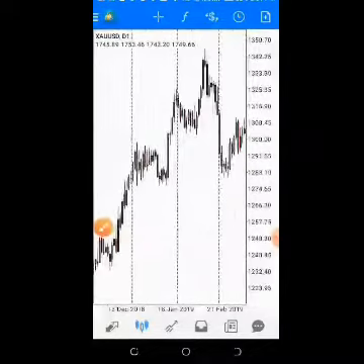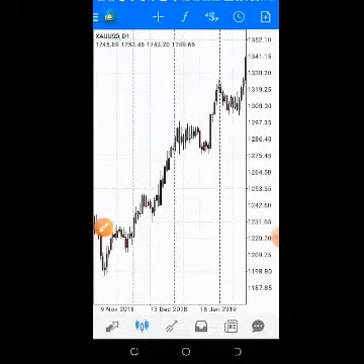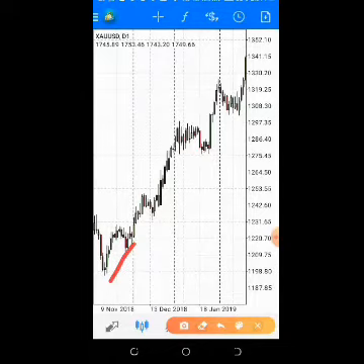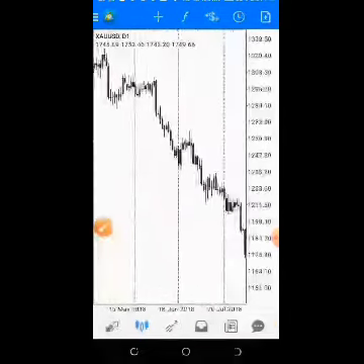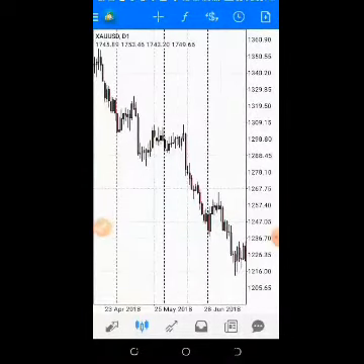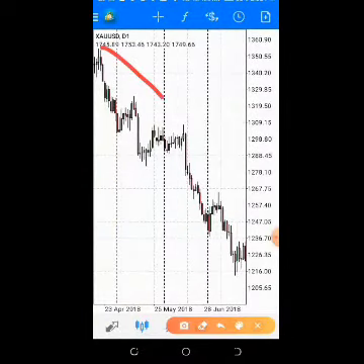When the market is in an uptrend, we draw the support line below it. We draw the support line under it. While if it is in a downtrend, we draw the line above it. We draw the resistance line, and that is over the candles, above the candles.